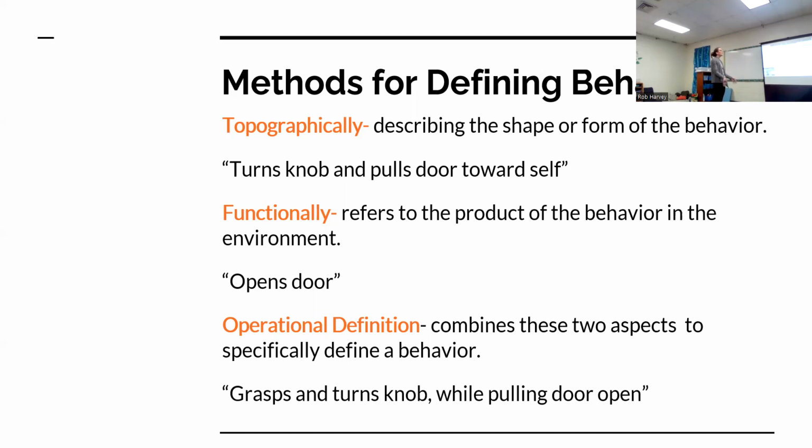Now, an operational definition, which we all should have heard of, combines these two. The most commonly used type of definition is the operational definition. This is what we're trained to do. This is what you see in your treatment plans most often, and it's pretty good because it combines these two aspects. Grasps and turns knob while pulling door open. So I have a nice clear picture of what the behavior is, and a clear picture of the impact on the environment. It's pointing me to the function.